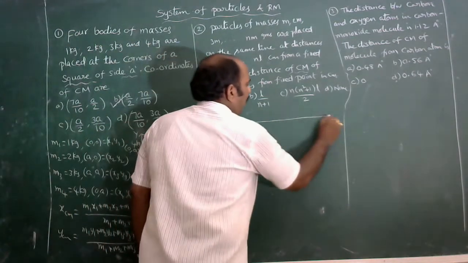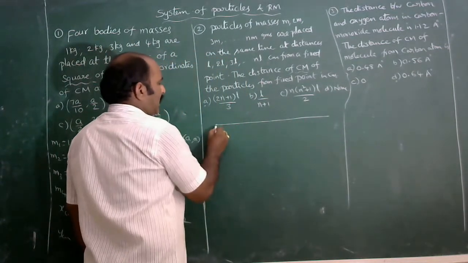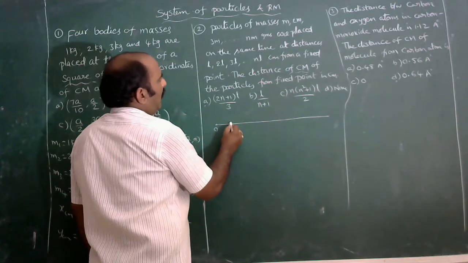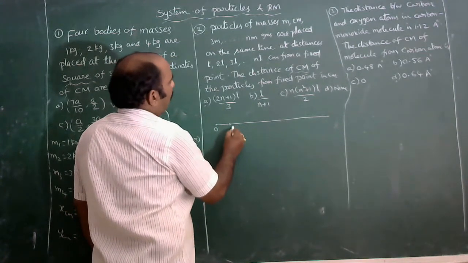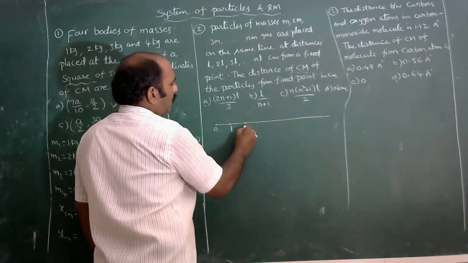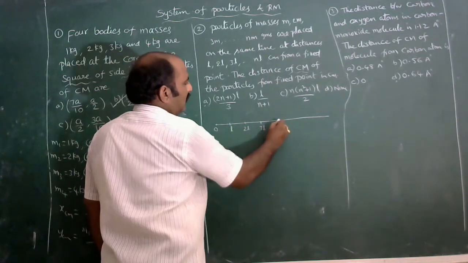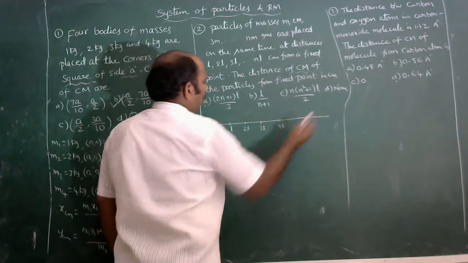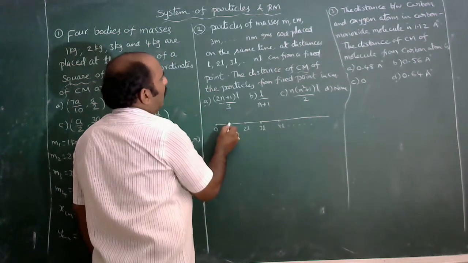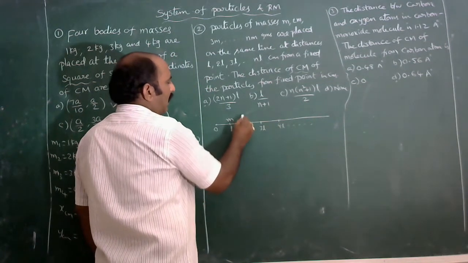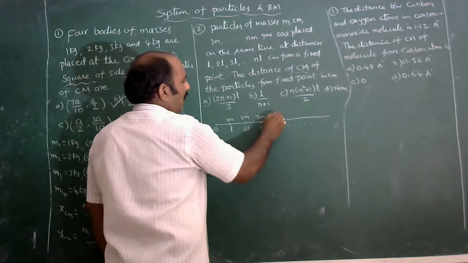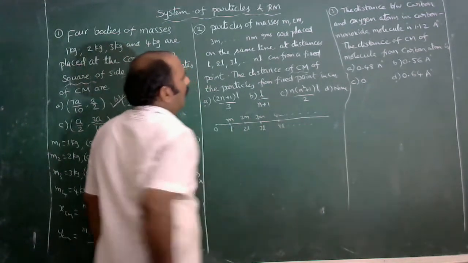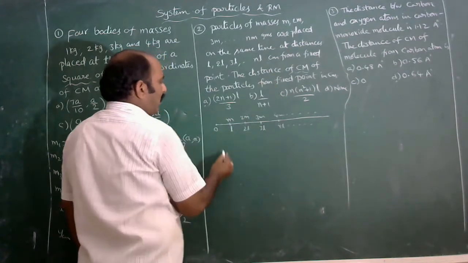Suppose take a straight line. This is 0 and this is L distance, this is 2L distance, 3L distance, 4L distance, and so like this. At L, put m. At 2L, 2m mass is there. Here 3m, and so on. Now, distance of center of mass.